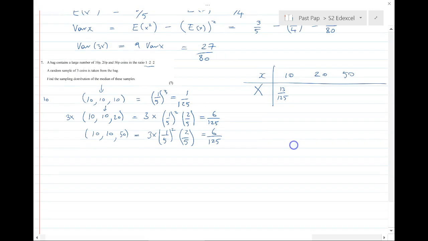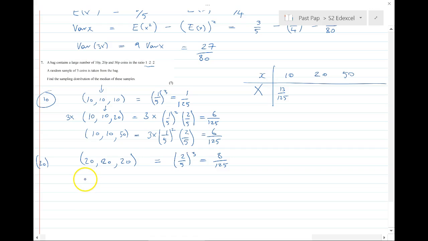Okay, now that's the probability of getting a 10. 20 is going to be a little bit more to look for. Obviously, they could all be 20s again. That will have probability. There's only one way of doing that, but this time they've got a probability of 2/5. So that's 8 over 125.